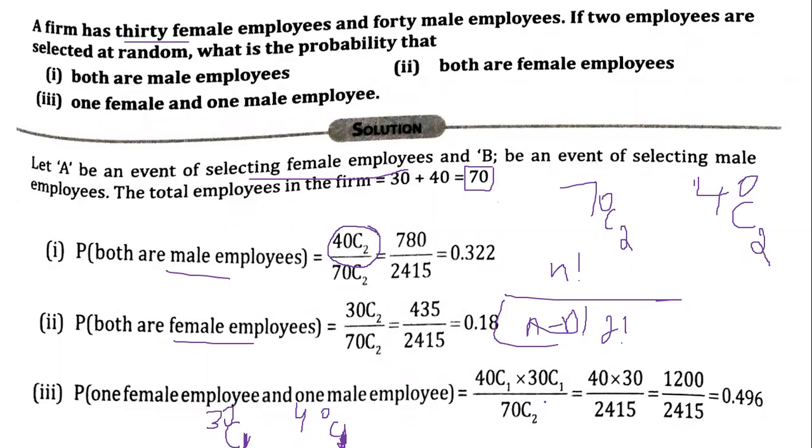Now here they are saying and. Since there is an and, one female and one male, you have to consider multiplication. So 40C1 into 30C1 divided by 70C2, and if you solve this, you will get 0.496. So this is the next question that we have solved.